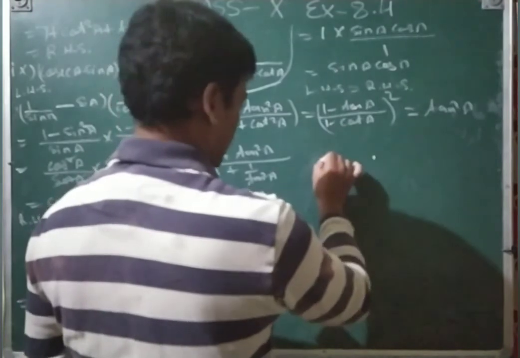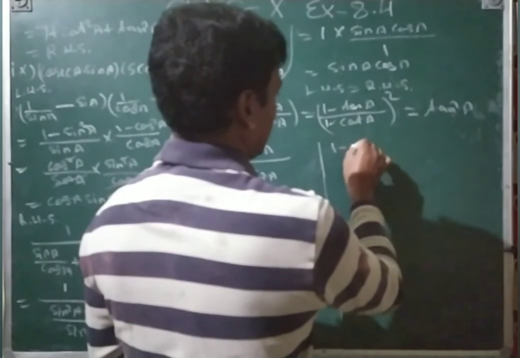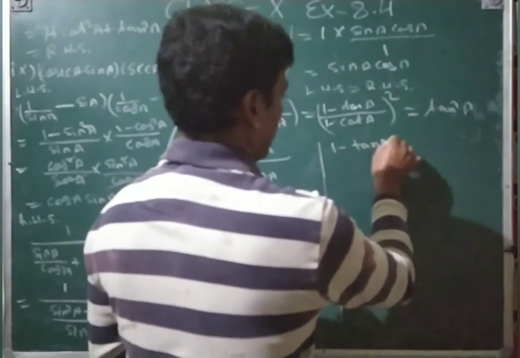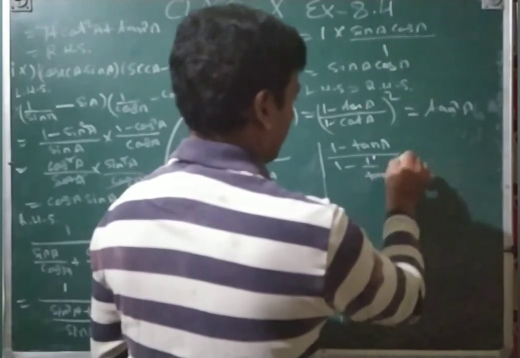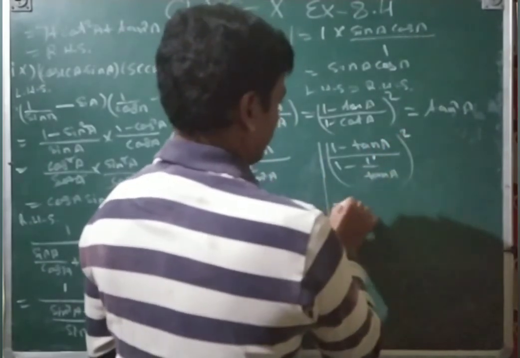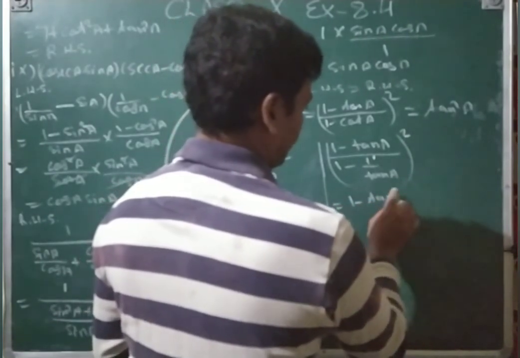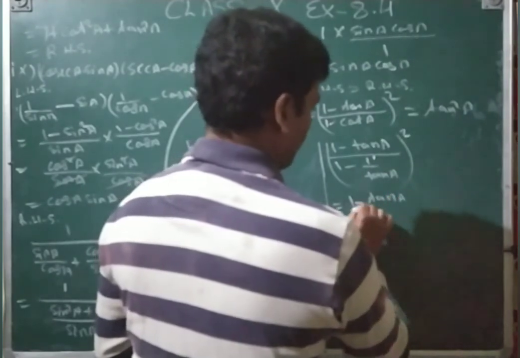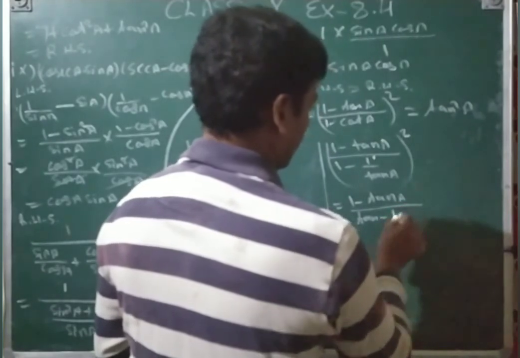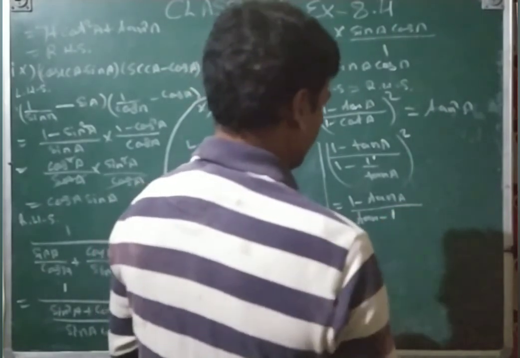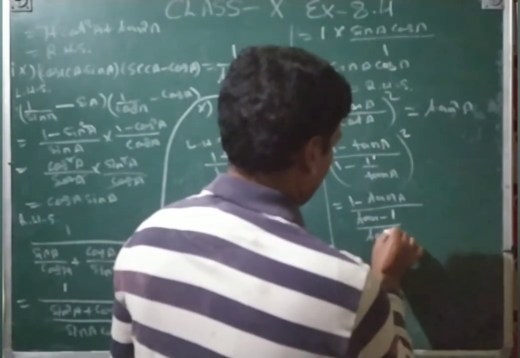By that one thing we have proved. So that thing, 1 minus tan A upon 1 minus 1 upon tan A, that is whole square. So that is 1 minus tan A upon, that is tan A minus 1 upon tan A.